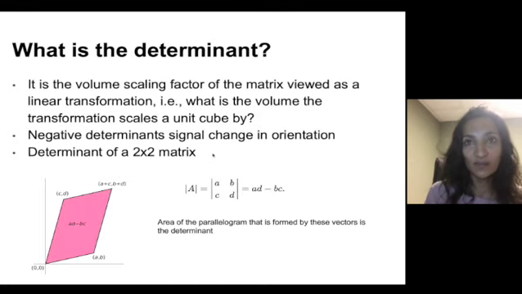But first off, what is a determinant? A determinant is the volume scaling factor of the matrix when it's viewed as a linear transformation. Negative determinants can signal changes in orientation. The determinant of a 2x2 matrix is fairly easy to compute. For this matrix, with the entries A, B, C, and D, the determinant is just AD minus BC. This is also the area of the parallelogram formed by the vectors AB and CD.